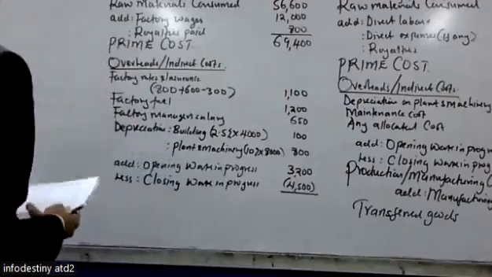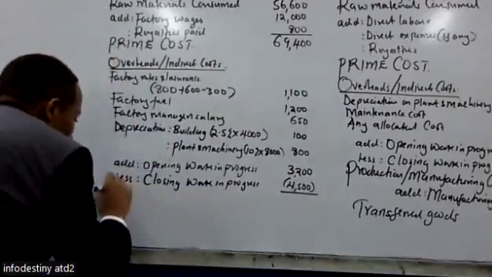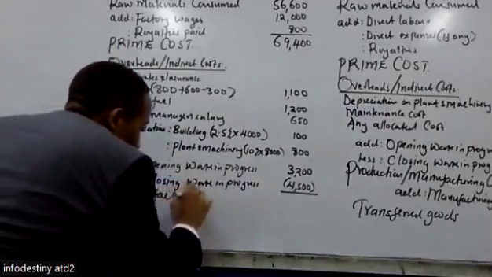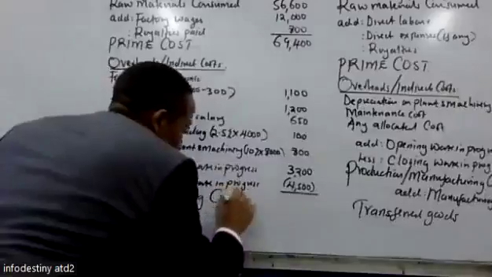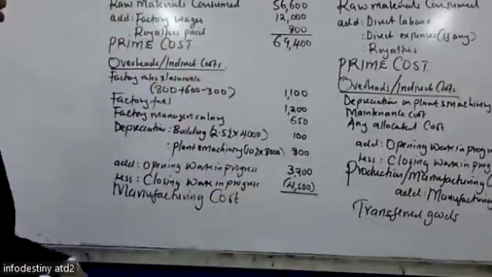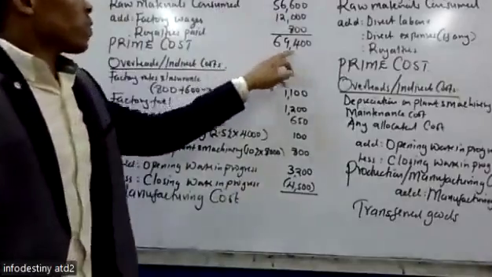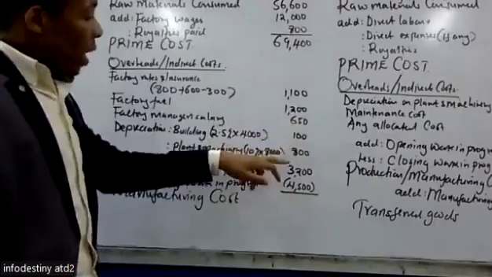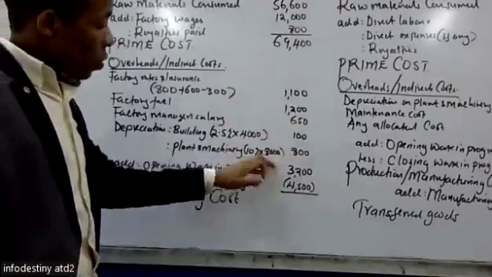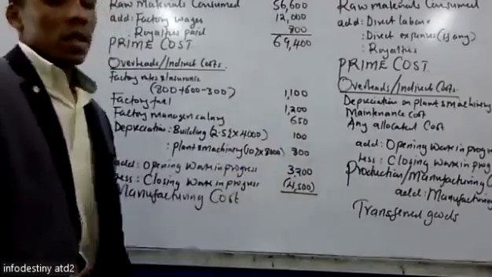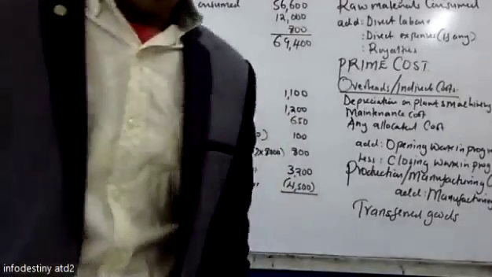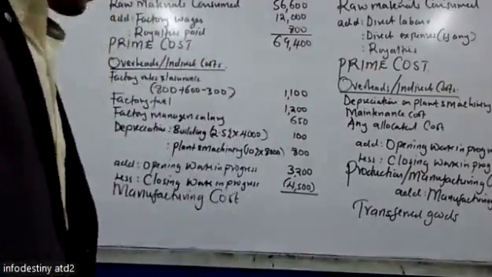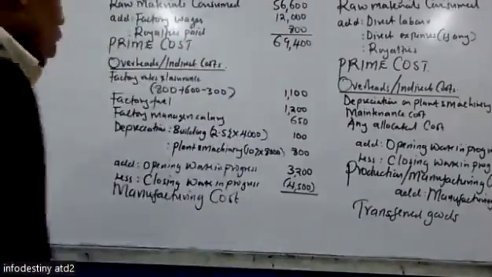So we have the factory cost and the manufacturing cost. The manufacturing cost is from 69,400 plus 1100 plus 1200 plus 650 plus 100 plus 800 plus 200 minus 500, to give us a total cost of how much? 71,950.